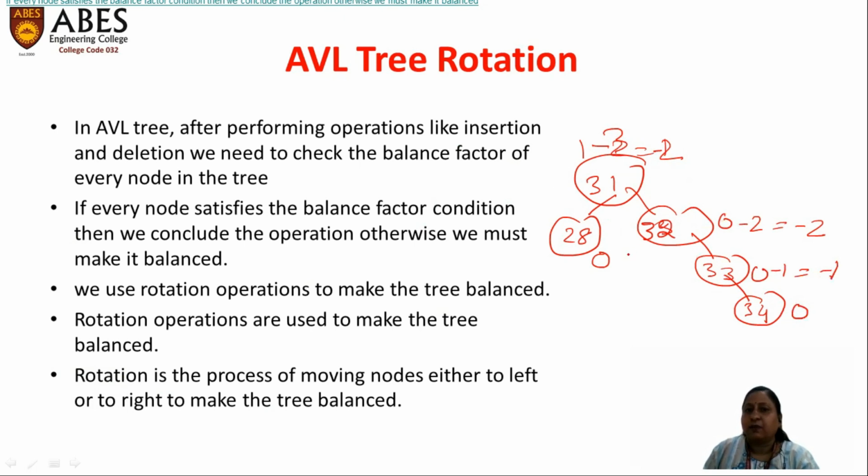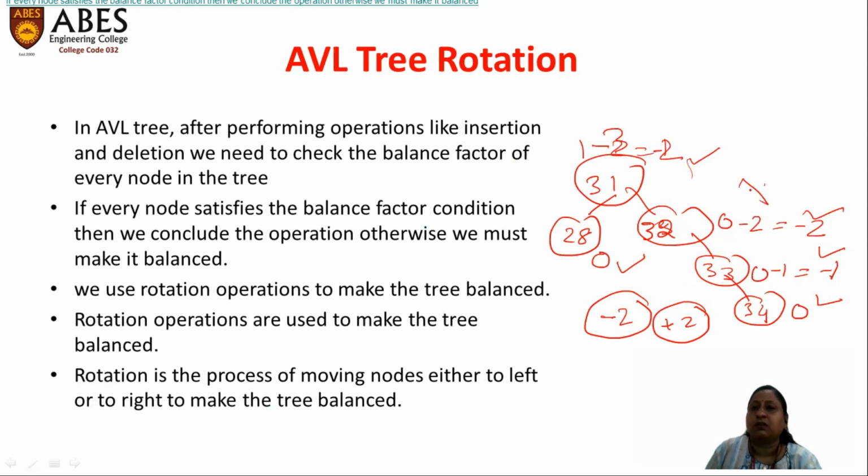Here it is 0. Here we are saying the balance factor is 0, balance factor is minus 2, balance factor is minus 2, balance factor is minus 1, balance factor is minus 1, 0. When we have the balance factor minus 2 or plus 2 in a tree, that means the tree is not balanced and the tree needs to be balanced.